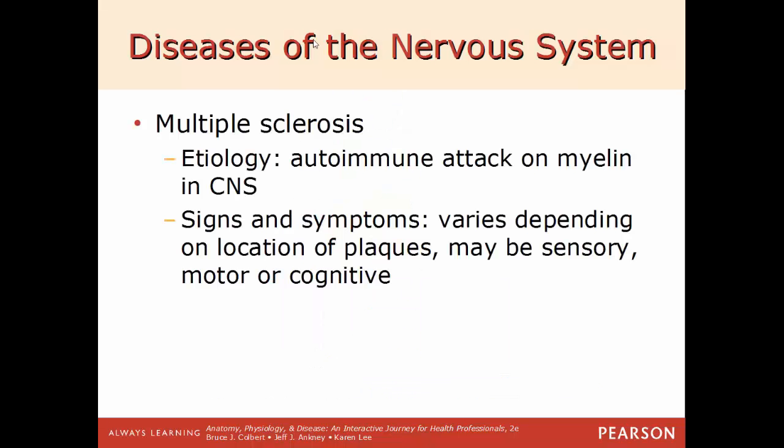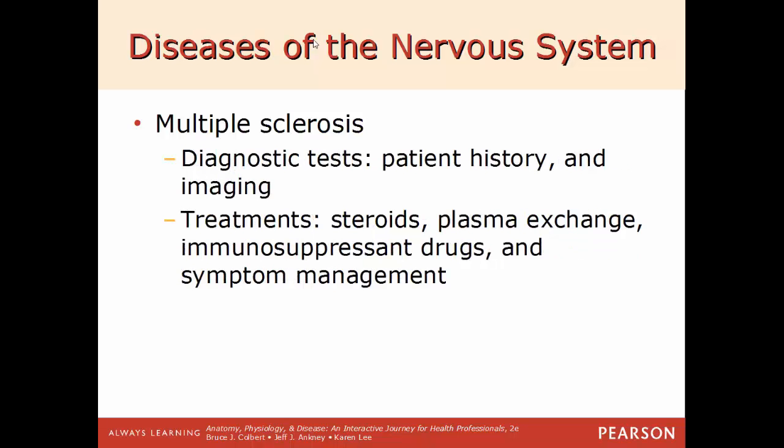We'll recap some diseases of the nervous system. The first one, multiple sclerosis, MS. Etiology is an autoimmune attack on the myelin coating in the central nervous system. Signs and symptoms will vary depending on the location of the plaques. It could be sensory, could be motor, could be cognitive. The diagnostic test, patient history, and then imaging, and finally the locations of the plaques. Treatments could include steroids or immunosuppressant drugs or plasma exchange or just managing your symptoms.